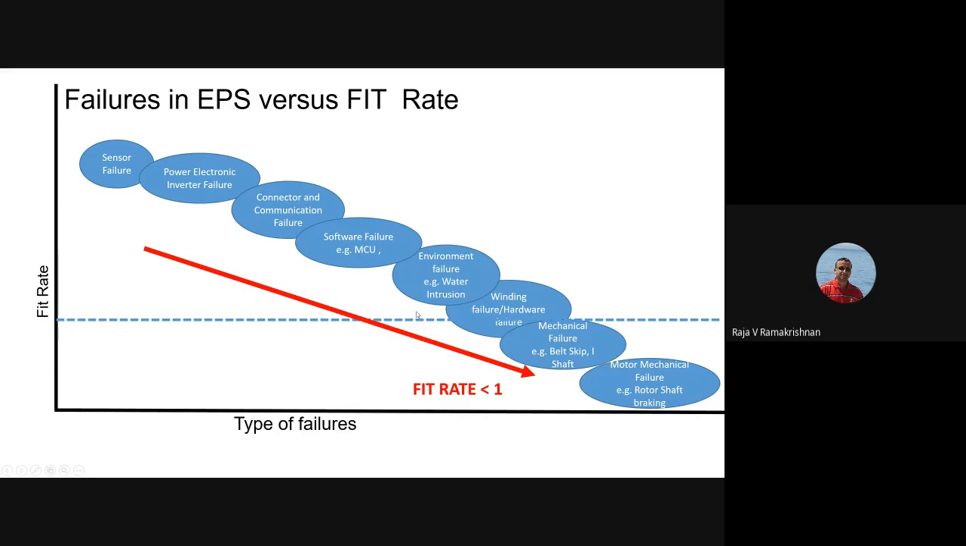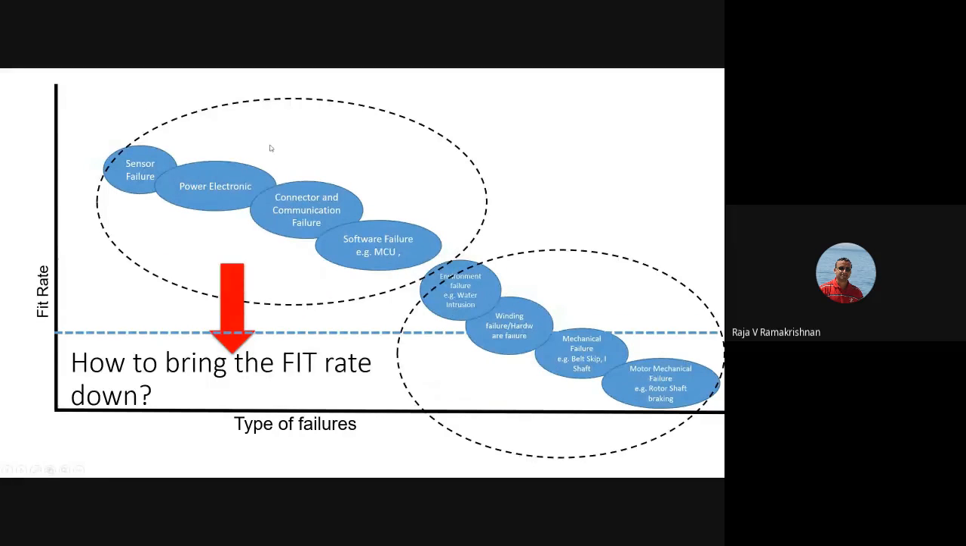This order you can see here, I've done based on FIT rate. You can see that motor shaft breaking is highly unlikely and the FIT rates are already lower because of the design margin we have, while a sensor failure is very, very common and the FIT rates are much higher there. So the goal for us is to identify that area first. We're going to work on this area to architect so that we can bring down the FIT rate of these systems. That's the basic idea behind how we are going to architect our system.